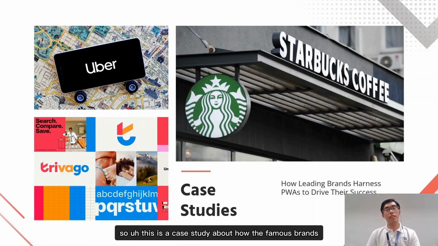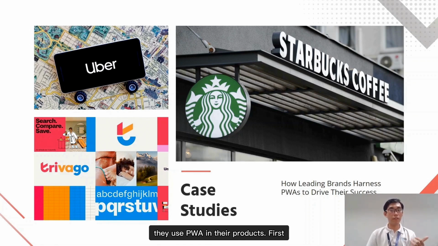So next are some case studies about how famous brands use PWAs in their products. First, I have the use case about Starbucks. Starbucks implemented PWA in their ordering system. So when the user goes to the Starbucks website, orders some food, and purchases, the process will be much quicker. And with PWA, even when the internet is off, the user can still see the list of products, and they can still add products into their cart. And when the internet is on again, they can continue with the purchase.